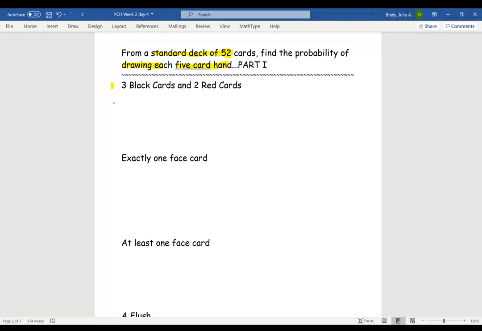So if you want 3 black cards and 2 red cards, you could do timesing and then do a counter, okay? But I think for me, I can group them. So what makes sense to do? I put all 26 black cards in a pile. I put all 26 red cards in a pile. And then I would grab the cards I want.